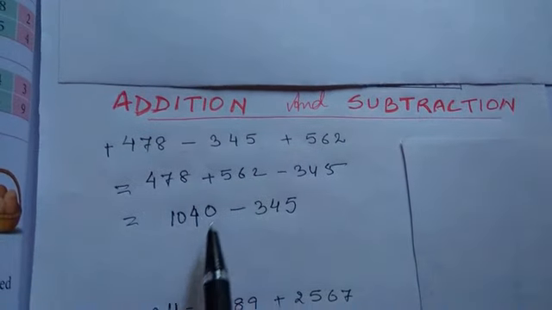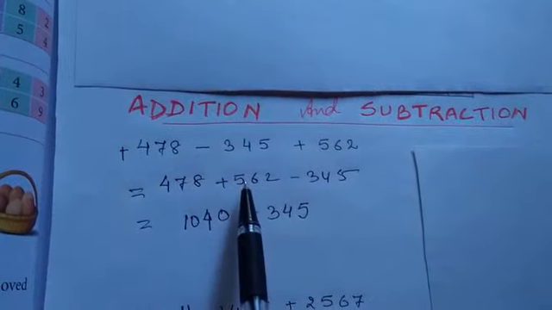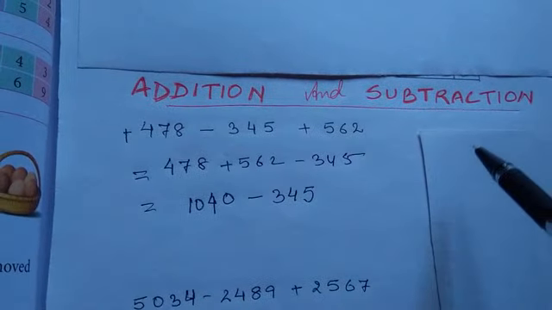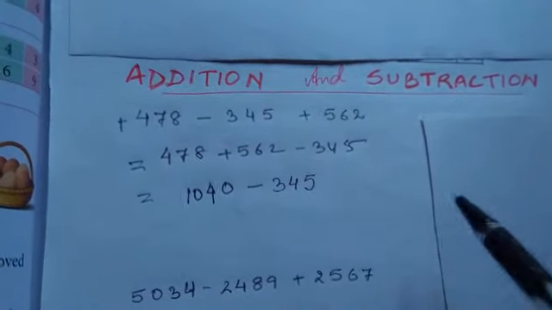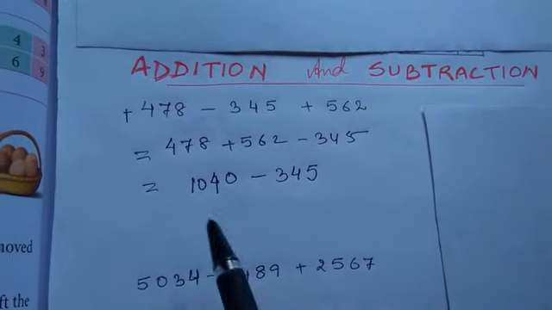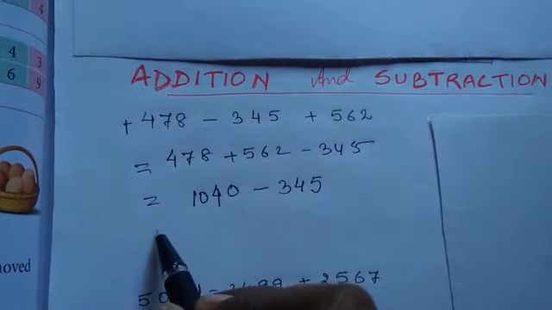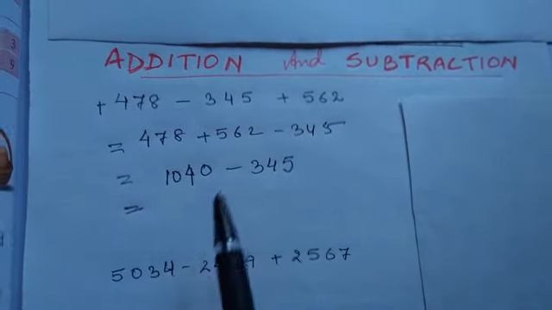If you are not able to do it orally like this, you can make a column and then add. I have not added in a column here, but you can. Now this is again subtraction. This is the way you are going to do it.